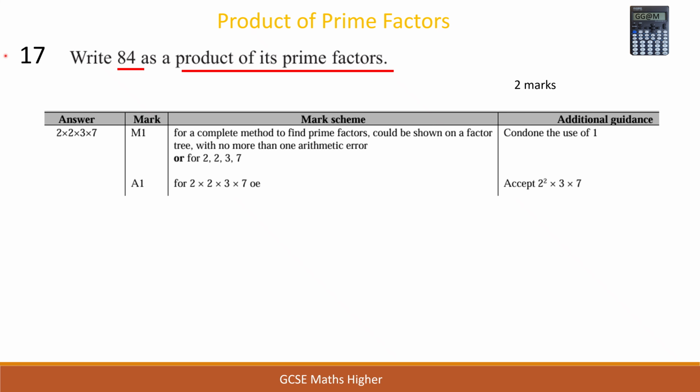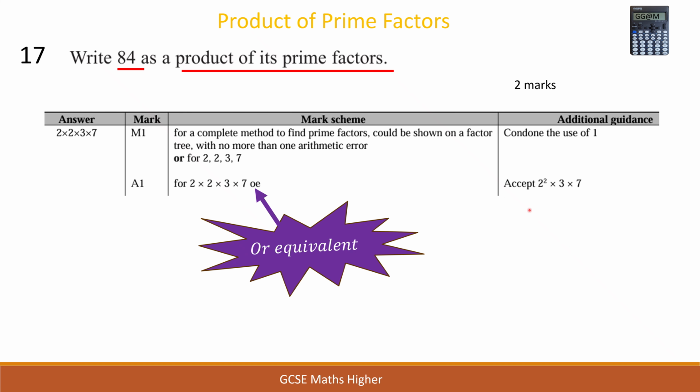Fantastic. So the mark scheme says the answer is 2 times 2 times 3 times 7. M1 is a method mark. A1 is an answer mark. Again, we've got OE, which means or equivalent. And we will accept 2 squared times 3 times 7. Very similar to the last question. Again, fairly straightforward. So give me a big thumbs up if you managed to get that correct. Well done.